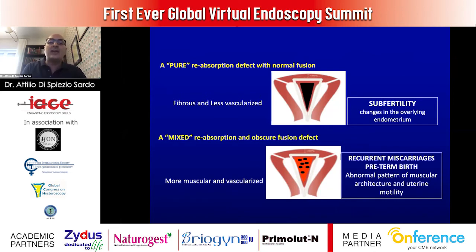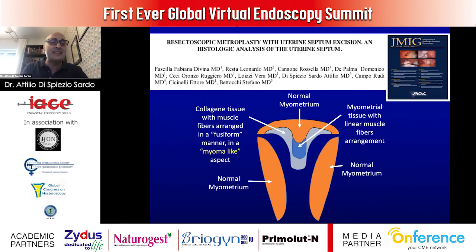On the other hand, we can have septa that are more muscular, more vascularized, and these are the result of a mixed reabsorption and fusion defect. And these septa are mostly related to recurrent miscarriage and preterm birth, because probably there is an abnormal pattern of uterine motility, of uterine peristalsis, that can cause miscarriage and preterm birth. And recently, with the group of Fabiana Fascilla and Stefano Bettocchi, we have tried to analyze the histology of the septum.